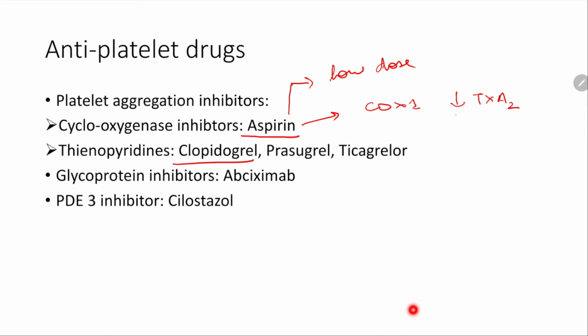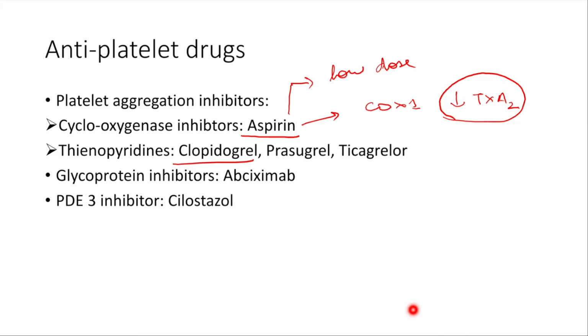In low dose aspirin, it selectively inhibits thromboxane A2 and does not inhibit the other prostaglandin action or the prostaglandins' production that COX-1 causes. So remember, COX-1, cyclooxygenase 1 enzyme, is what it inhibits, causes decreased production of thromboxane A2, which causes decreased platelet action.